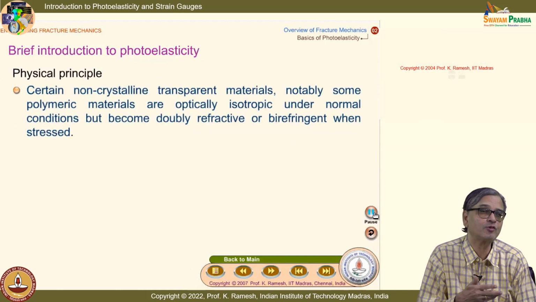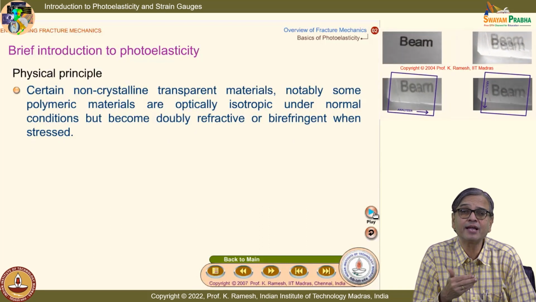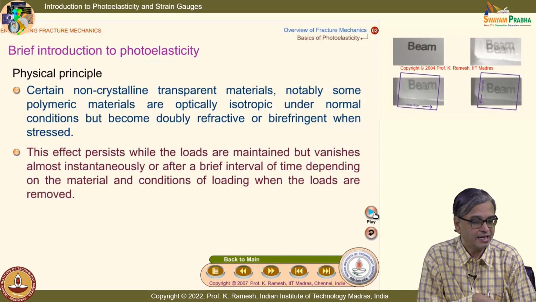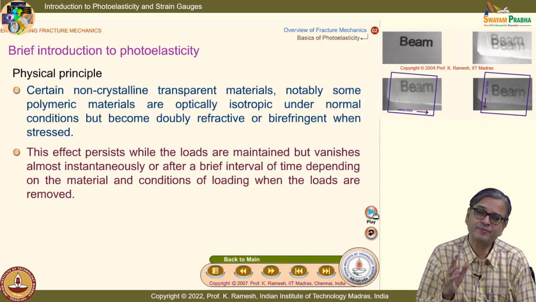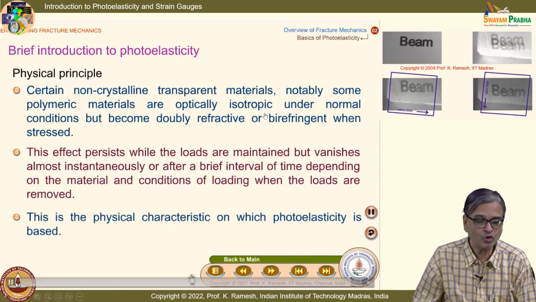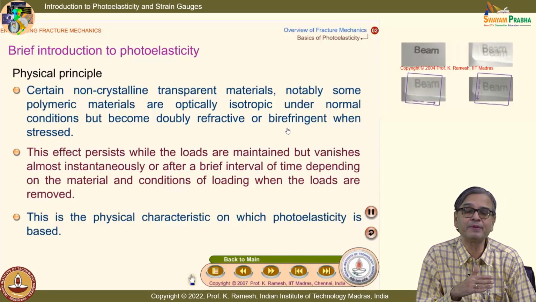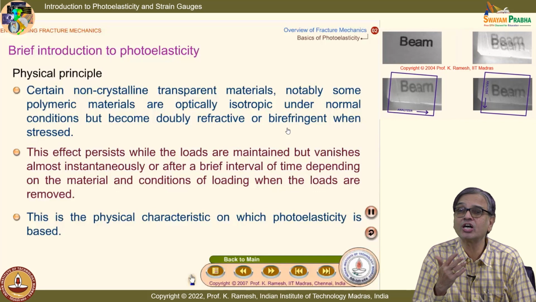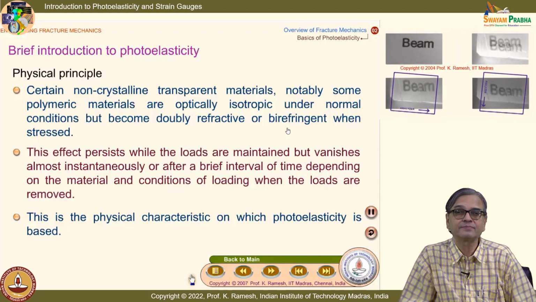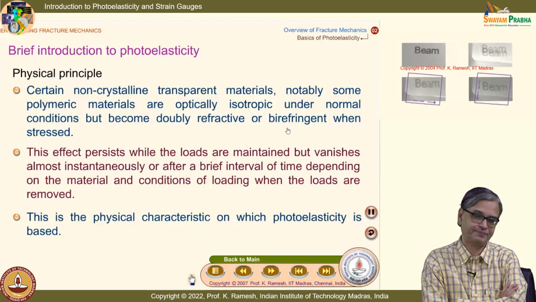You call it a polariscope mainly because you send a polarized beam of light. Why do you need a polarized beam of light? The answer is that we use light as a sensor. And it is very interesting. The central idea here is what is known as birefringence. Some of the polymeric substances become birefringent when loads are applied. When the loads are removed, they behave like a normal material.